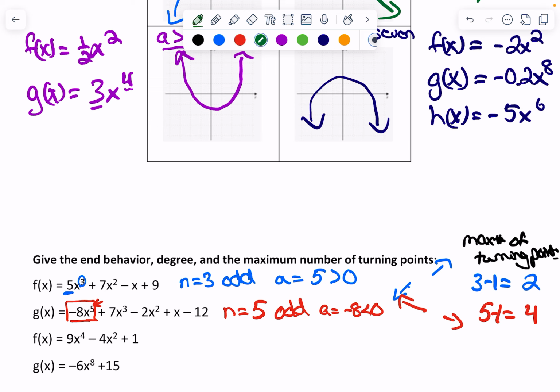Okay, next one. Again, this is the largest exponent, so our degree n is going to be, not 5, 4, which is even. And our a is 9, which is greater than 0. So every single time it's even, the ends go the same direction, and since the a is greater than 0, they're going to go up. Our turning points are 4 minus 1, which is 3.